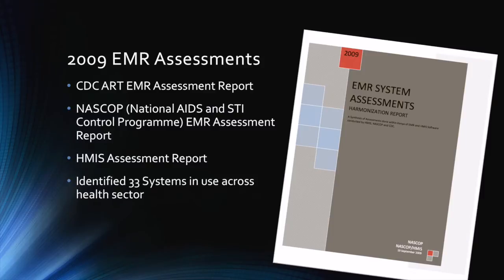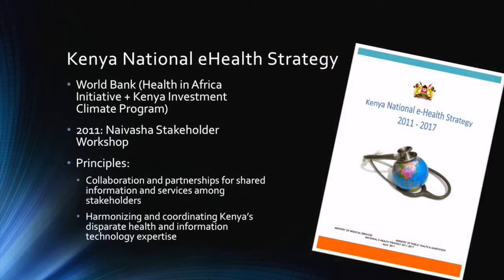So in their survey, they identified 33 systems that were in use. And then they started to develop an e-health strategy. And if you look around developing countries, there's not many e-health strategies. In fact, if you look at developed countries, there's not many e-health strategies. So quite often, e-health is part of the normal health strategy of a country with a bit on IT. But Kenya developed its own e-health strategy. And it was an initiative that was supported by the World Bank.